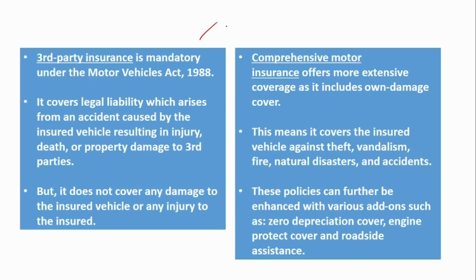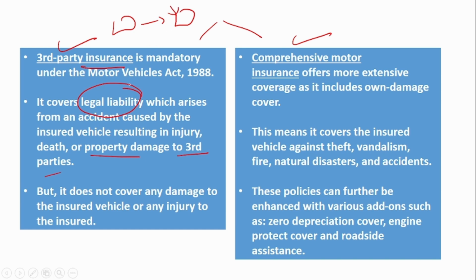So, there are two types of insurance. One is third-party insurance and one is comprehensive motor insurance. Third-party insurance covers only the legal liability. So if your car hits another car, then only the damage caused to the third party is covered here. But it does not cover any damage to the insured vehicle. If your car gets damaged, that cannot be covered under third-party insurance.